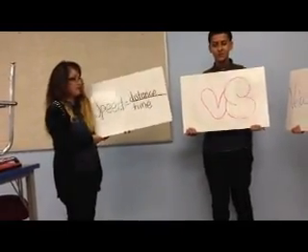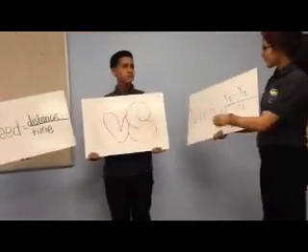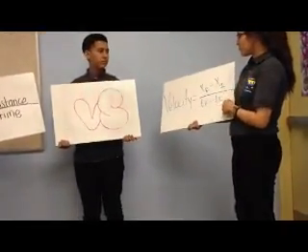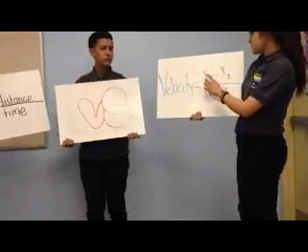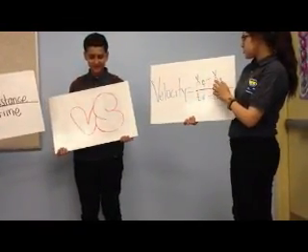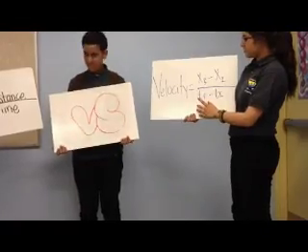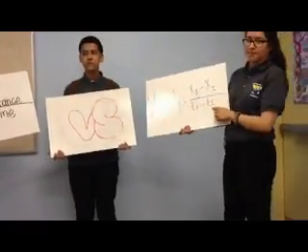The formula for speed is distance over time, versus the formula for velocity, which is displacement over time. This is the final distance minus the initial distance over the final time minus the initial time.